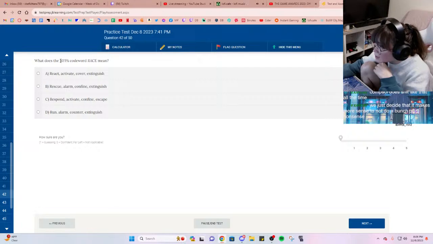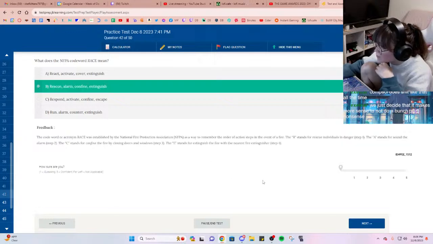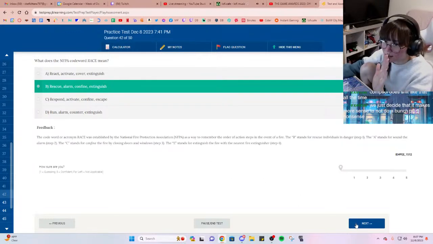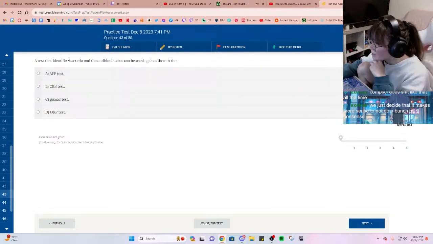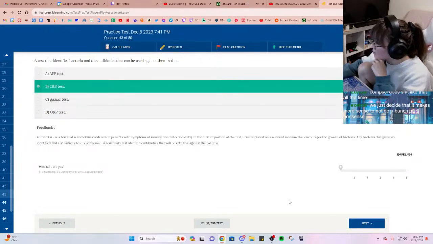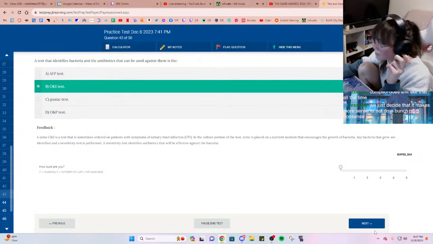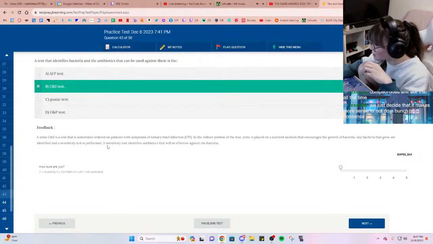What does the NFPA code word RACE mean? I think it's rescue, alarm, confine, extinguish. This has to do with fire safety. A test that identifies bacteria and the antibiotics that can be used against them is the CNS test? Yes. Culture and susceptibility. Culture and sensitivity.